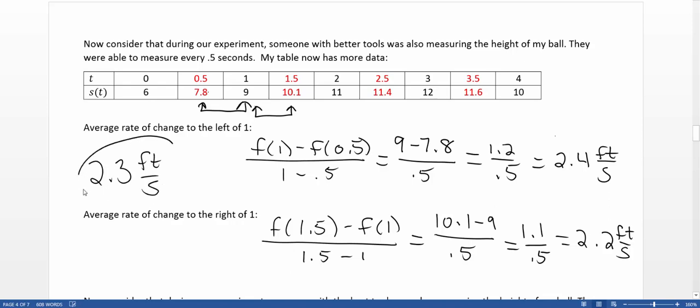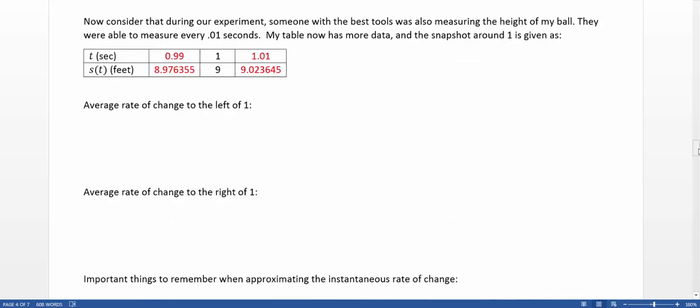And again, that's only if I can't make it any better. But let's see what happens if I can make it just a little bit better. So finally, let's consider that during our experiment, someone who has the best measuring tools was also measuring the height of my ball, and they were able to measure every 1/100th of a second. So almost at every single moment in time.